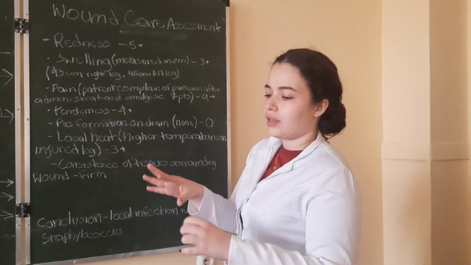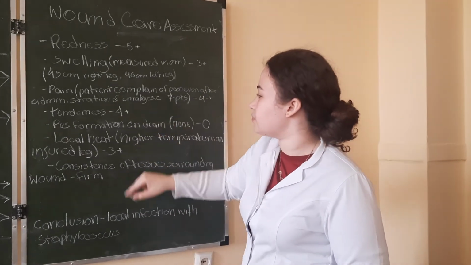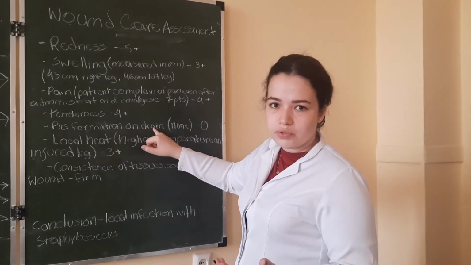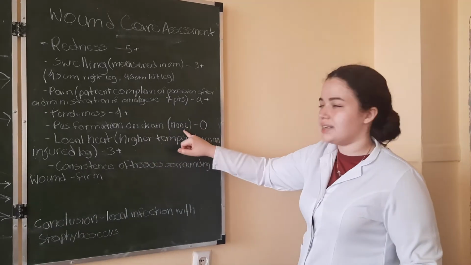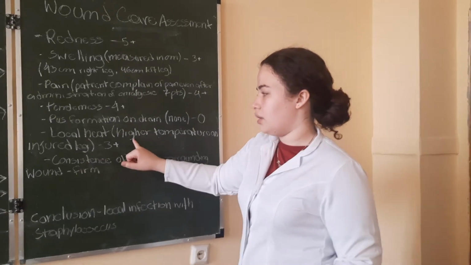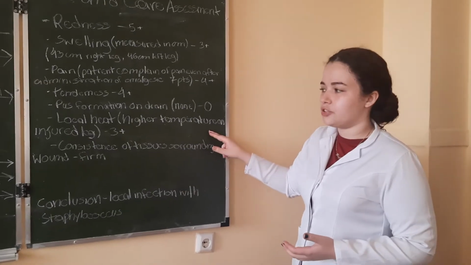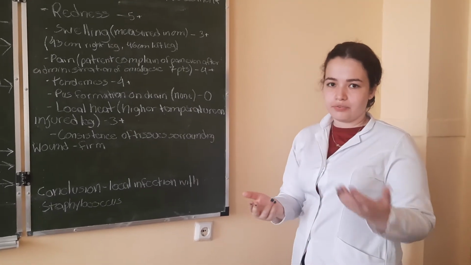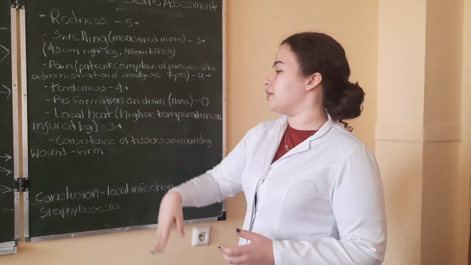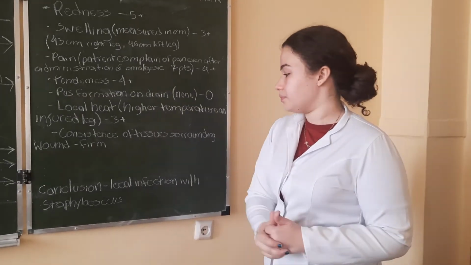Tenderness, we look at the wound area and we identify tenderness, so it's a +4. We should look for any pus formation on the drain, and in this case there is none, so it's a 0 point. Local heat, we see there is a higher temperature in the injured leg compared with other areas and with the other leg, so it's a +3. The consistency of tissues that surround the wound, they are firm.